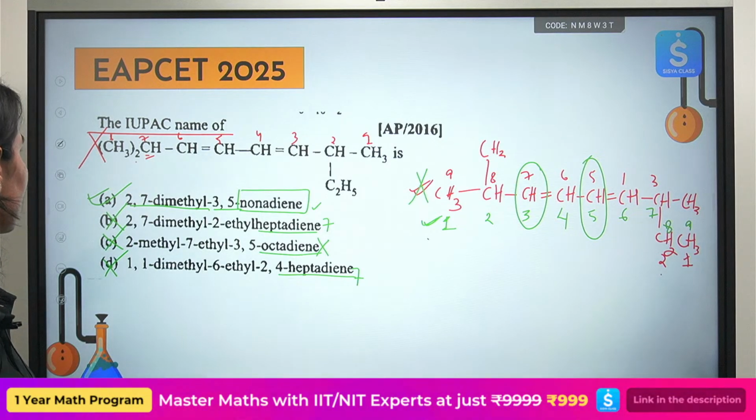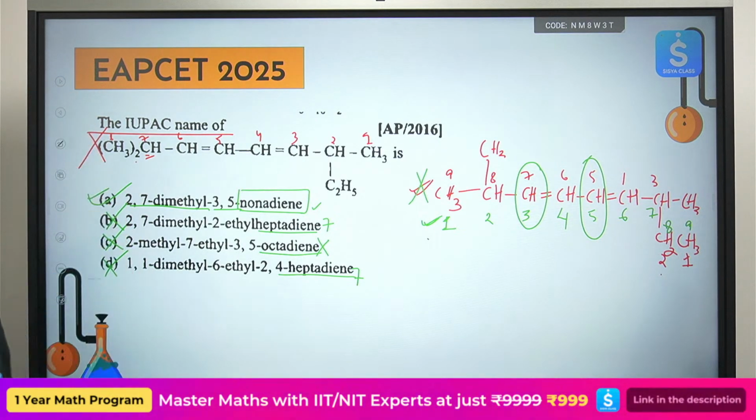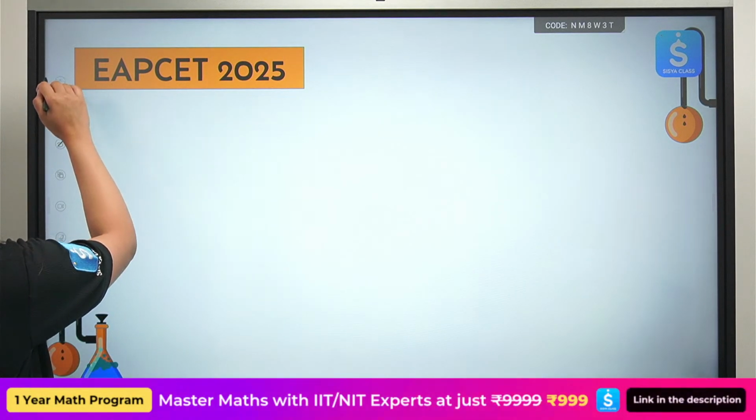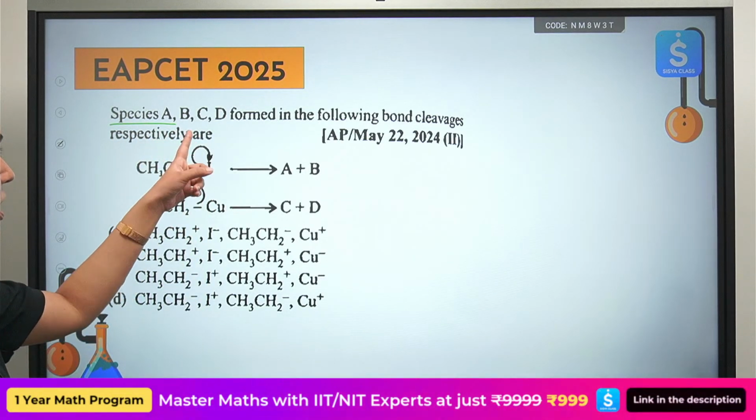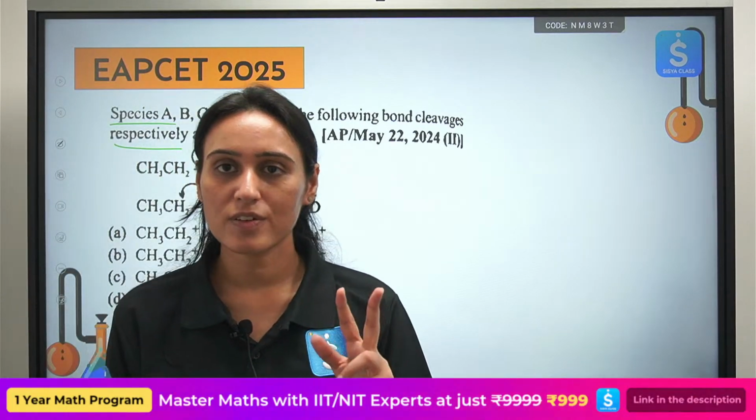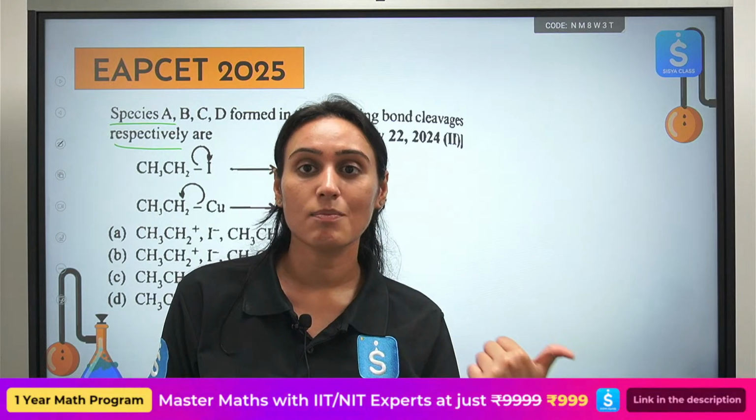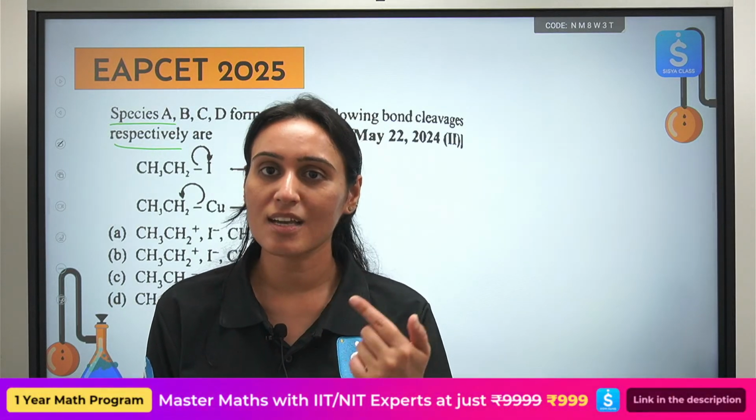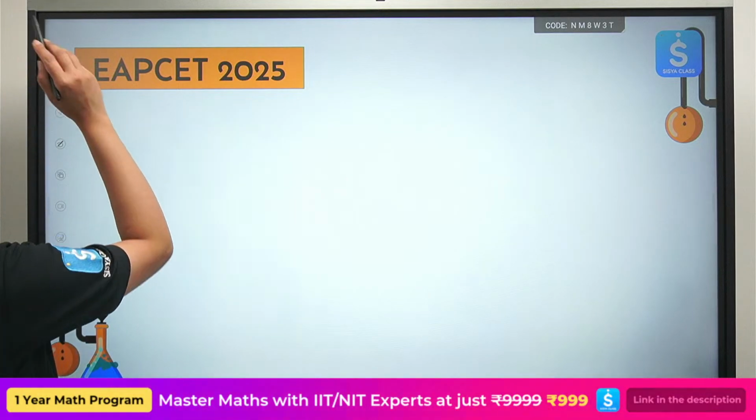Now let's see the next question. I hope this one is clear. Okay, let's wait. Yes, species A, B, C, D formed in the following bond cleavages respectively are. You have learned about two different types of bond cleavages. I hope you remember homolytic bond cleavage and heterolytic bond cleavage. I will tell you once more.